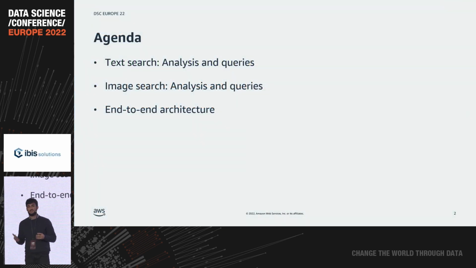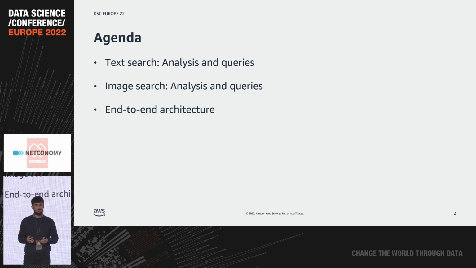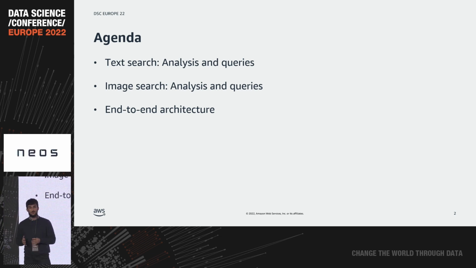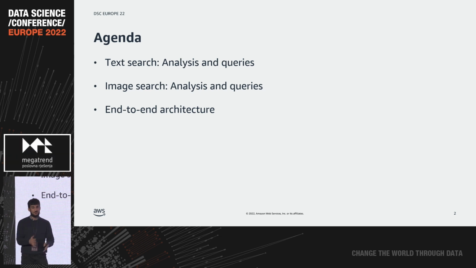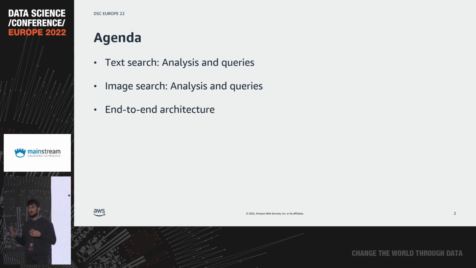So what's the agenda for today? First, we're going to start by explaining how text search works. We're going to go through the basics, the analysis part, and the querying part. This is going to serve as a basis to then later go into image search. We're going to do the same process of analysis and querying, and we're going to see the differences between text and image search. And finally, we're going to go into an end-to-end architecture built on AWS on how to implement this similarity search.